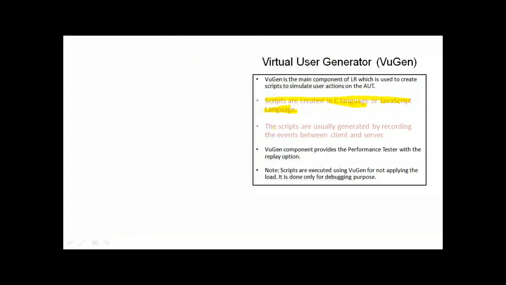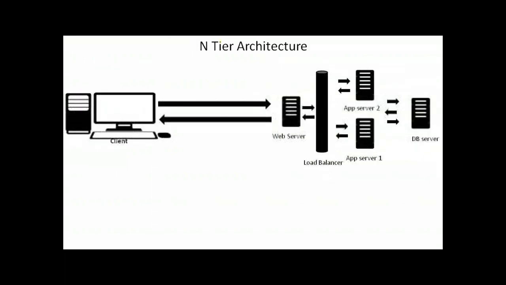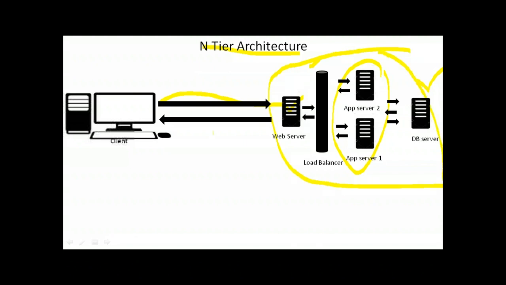Okay. Now the scripts are generated. The scripts are usually generated by recording the events between client and server. This is very, very important, guys. If you go back to our standard entire architecture, wherein you have a web server, app servers and database servers with a load balancer, you have sent a request. All these servers will work on your request and send the response back. So the events will be recorded on this network.